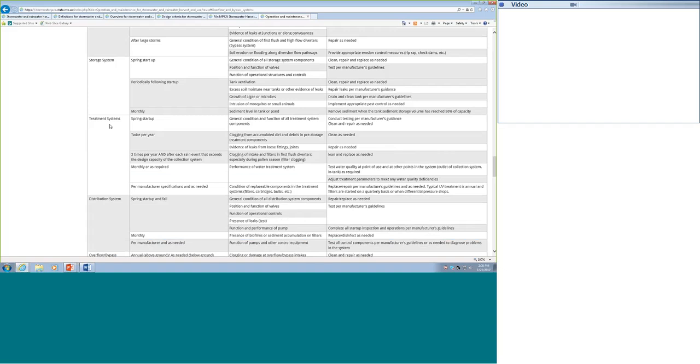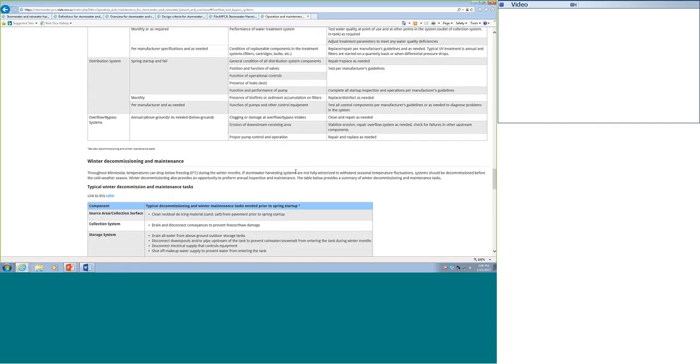Another example is in your treatment system. If we go to some of the ongoing maintenance, for example, twice per year, you need to check for accumulated dirt and debris in your pre-storage treatment components. Look for leaks, clean and repair as needed. And then another key one is the actual treatment components. Oftentimes there's manufacturer specifications about replacing some of the consumables, filters, cartridges, bulbs for treatment, and recording and keeping track of that.